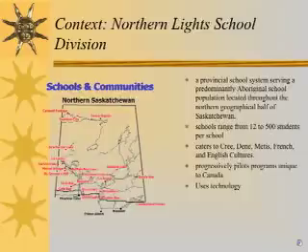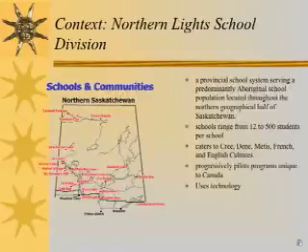So a little bit more context about where the study took place. It took place in Northern Lights School Division, which is a school division that occupies the northernmost part of the province of Saskatchewan, approximately half actually of that province. The schools in Northern Lights School Division range from 12 to 500 students per school, and they cater to Cree, Dene, Métis, French, and English cultures.